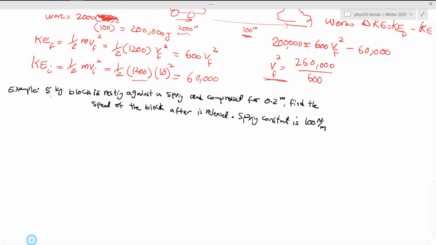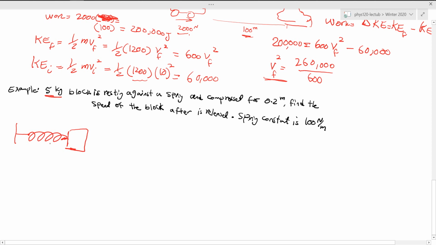In the second problem, we have a 5 kilogram block. So actually I forgot to draw the picture. The picture looks like this. We have a spring and then this block is resting against the spring. So it's not actually attached to it. It's just resting.